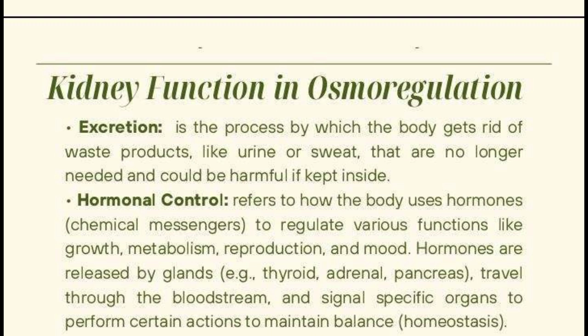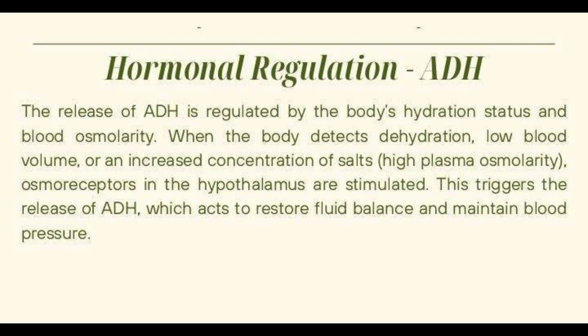Hormonal control refers to how the body uses hormones, or chemical messengers, to regulate various functions like growth, metabolism, reproduction, and mood. Hormones are released by glands, for example thyroid, adrenal, and pancreas, and travel through the bloodstream and signal specific organs to perform certain actions to maintain balance, or homeostasis. The release of ADH is regulated by the body's hydration status and blood osmolarity.